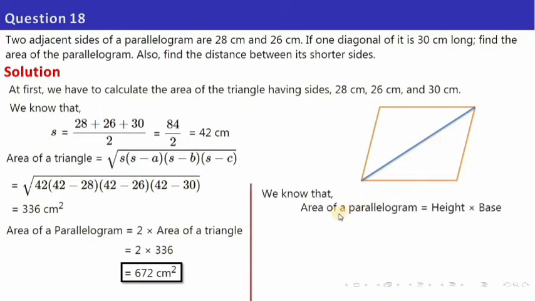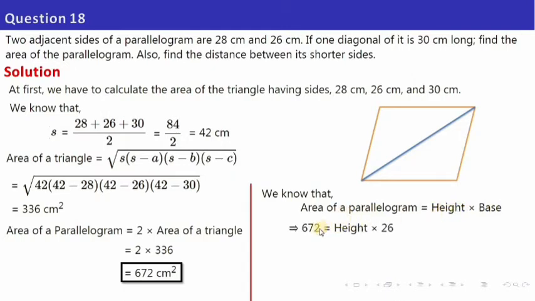Now all of you know one of the formulas for calculating the area of a parallelogram is height into base. So if you consider this as the base, then the distance between the shorter sides acts like the height. You have to keep that in mind. So keep this shorter side, that is 26 centimeter, as your base. And since we don't know the height, we'll keep it as it is.